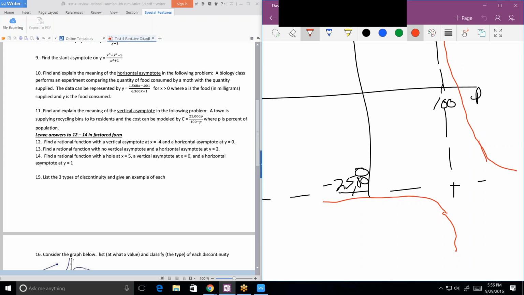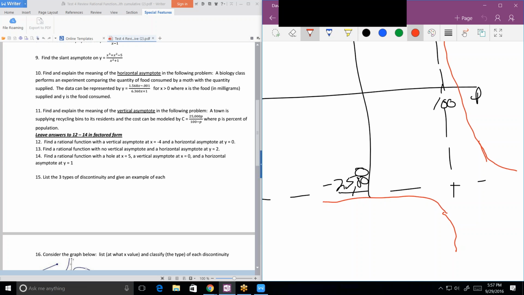What's the meaning of the vertical asymptote? I was thinking because it's a percentage. Nope, doesn't have anything to do with that. It means P can never be what that vertical asymptote is. So P cannot be 100. So in this case, since P is the percentage of the population, you can never have 100% of the population for this particular word problem. And that's what it means, is that the variable cannot be the vertical asymptote. So in this case, P cannot ever be 100%.